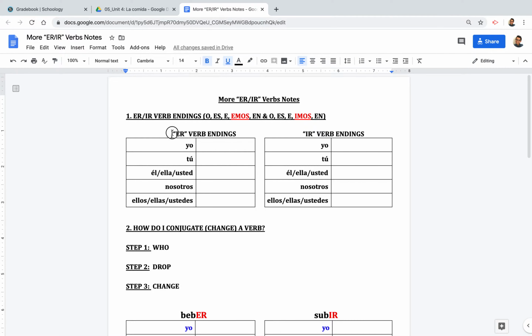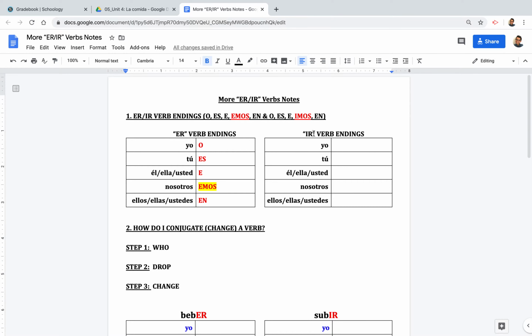Do you remember what the endings for the ER verbs are? I'll give you a second to think and say them to yourself out loud. If you said O, S, E, emos, N, you are correct. The ER verb endings are O, S, E, emos, N.